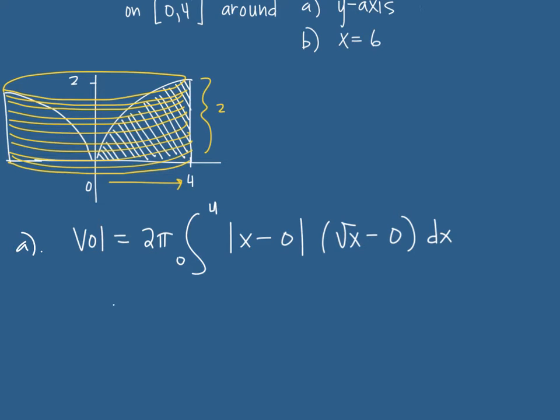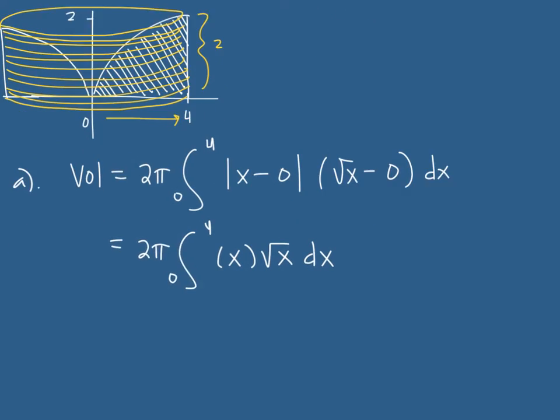Our cleanup is going to look like this: 2 pi, integral from 0 to 4. You look at the absolute value. X is limited to what numbers? From where to where? 0 to 4. Are any of those ever negative? And would minusing 0 ever change that? No. So we don't need the absolute value because we're guaranteed positive numbers, and we can drop that and just say that's straight x. And then root x minus 0 is just root x.